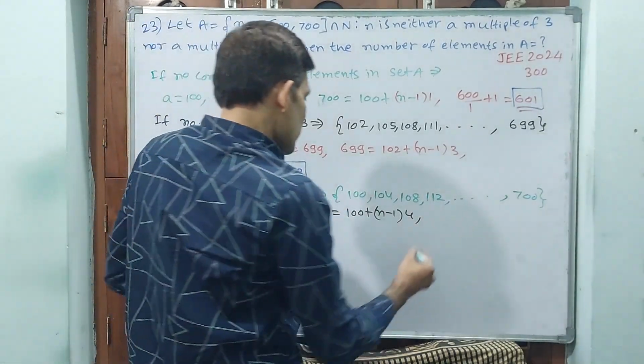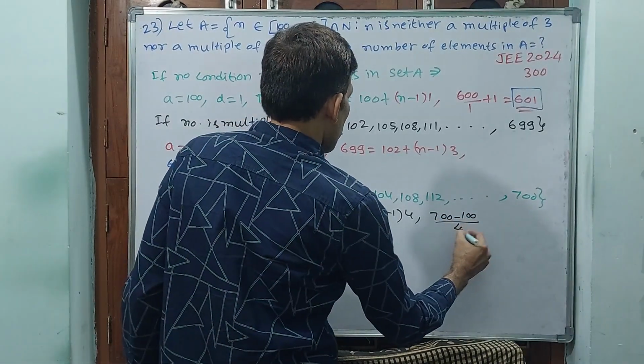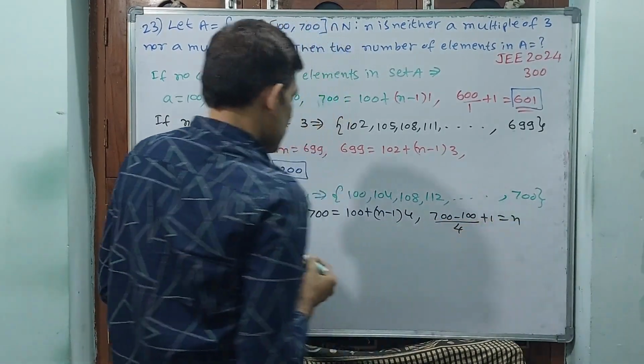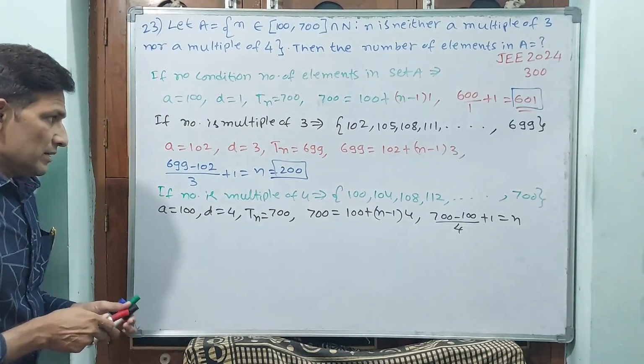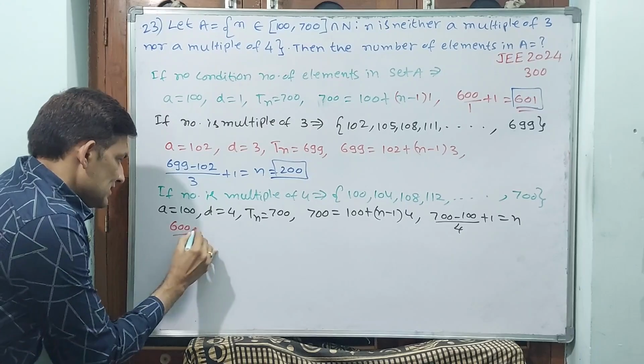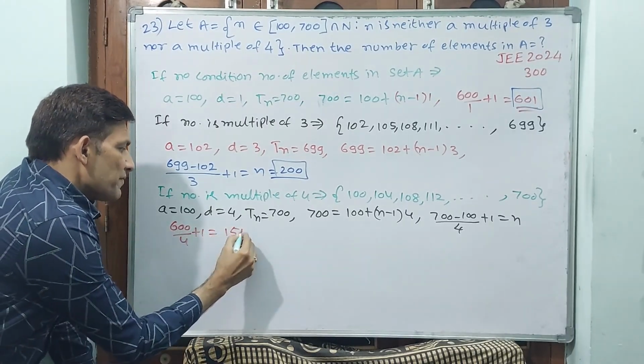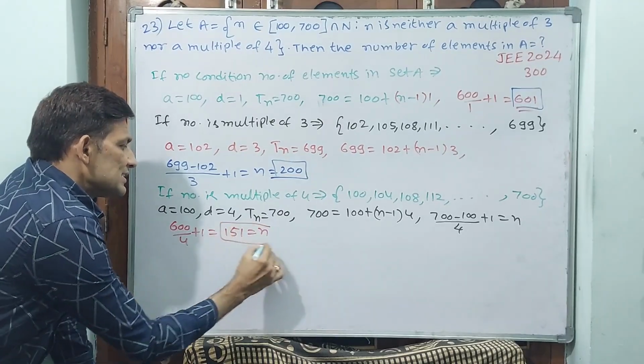Now see, you subtract 700 minus 100, divided by 4, plus 1, is equal to n. Write down 600 by 4 plus 1, that is equal to 151. So 151 is equal to n.